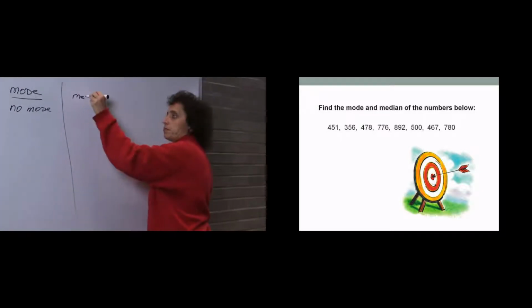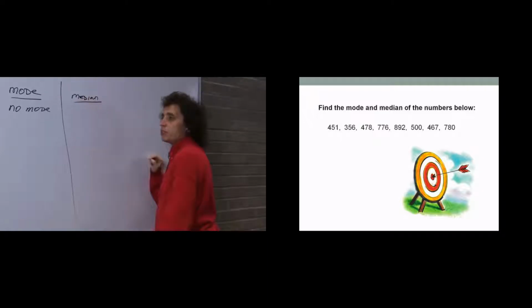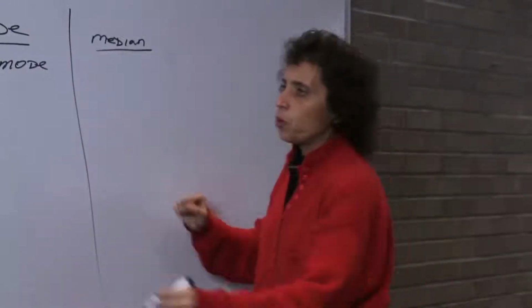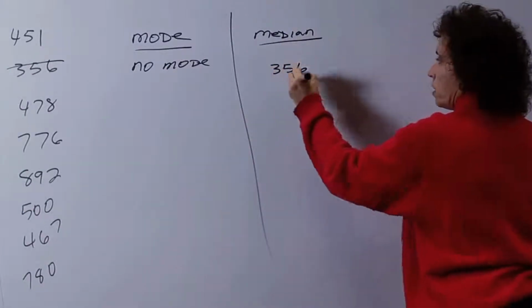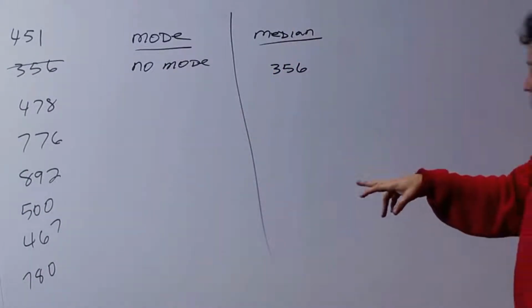Median. Got to put these numbers in order. So the smallest number is 356. Next, 451.